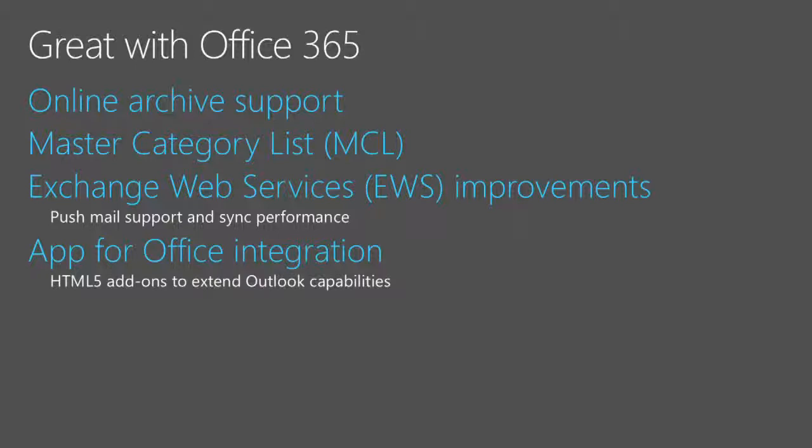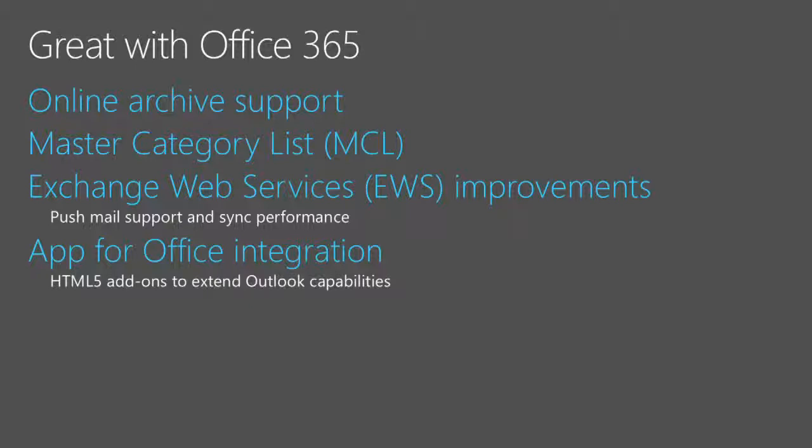The second thing for Exchange especially is the master category list. What that means is that if you apply a category to any item in your mailbox on an Exchange connected mailbox, then it actually syncs back to the service. And that works with your on-prem installation as well as the online version.